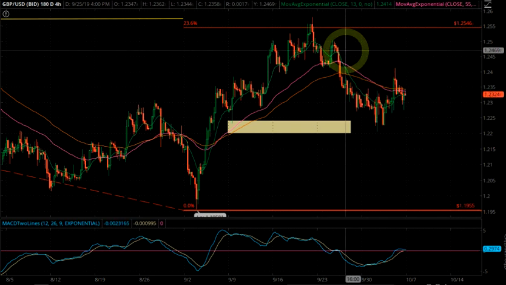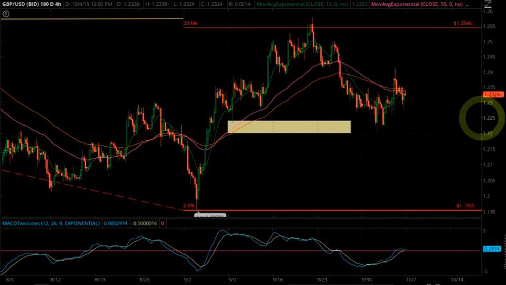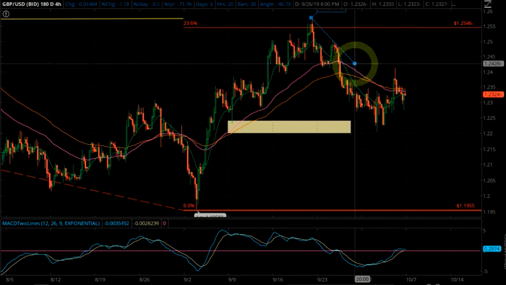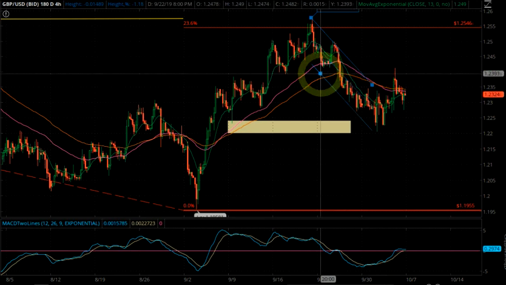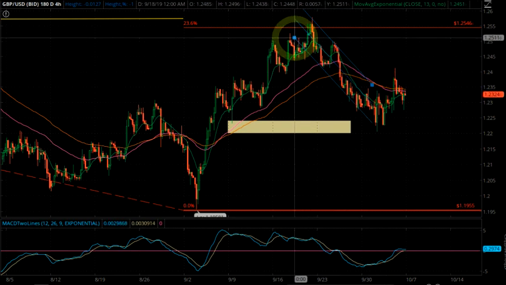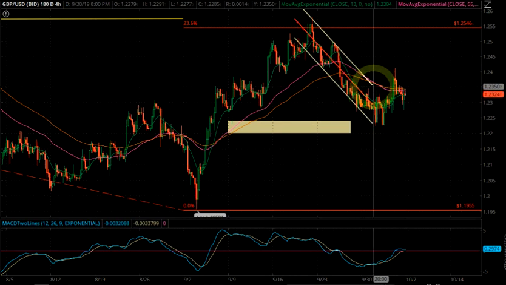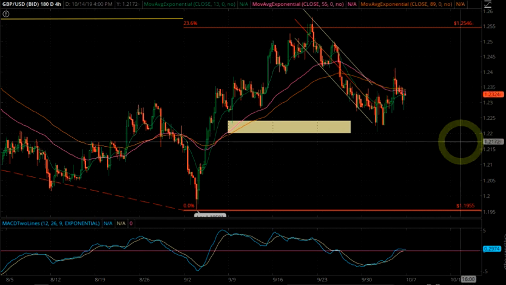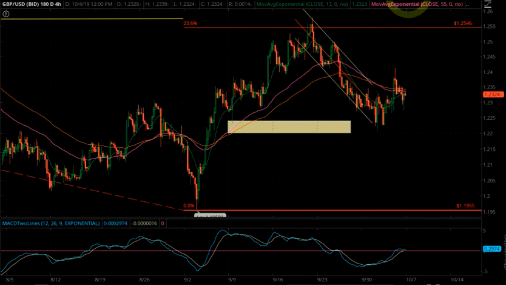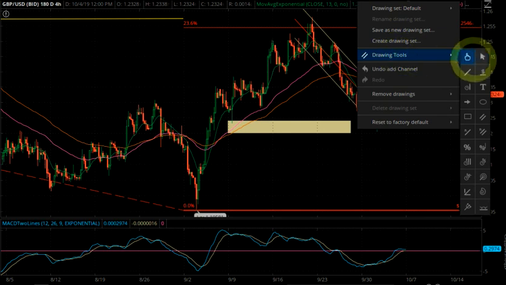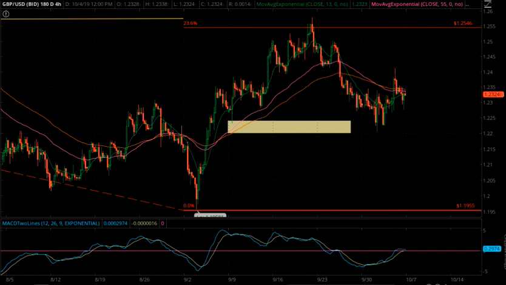So, let me draw a channel. So kind of this line right here. Well, I don't know. It stayed in the channel pretty well. So A could be complete, okay. And then this could be B up, and then maybe we have a C down just below this low. Anyway, the British pound's probably going to be a good place to go long as well. At least that's the way it looks to me now. That can change, but that's the way it looks to me now.